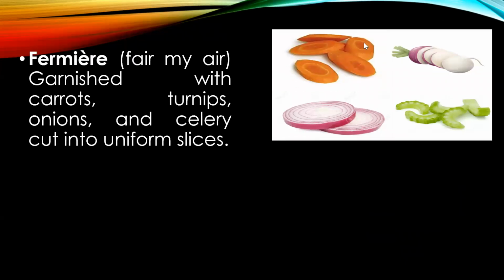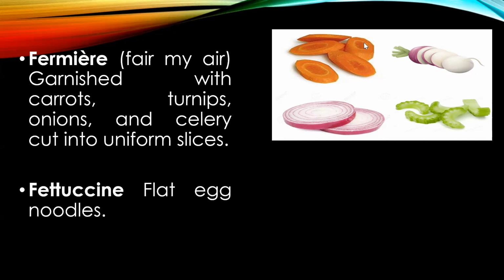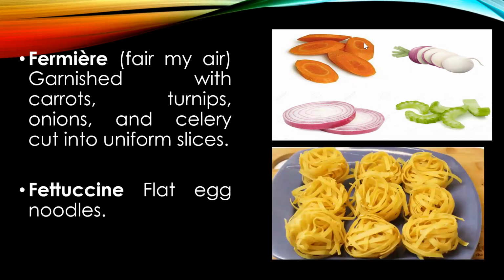Fermier, a finished product garnished with carrots, turnip, onions, and celery cut into uniform slices. Fettuccine, a type of pasta which is flat or ribbon shaped, made with egg as one of the ingredients added into it.